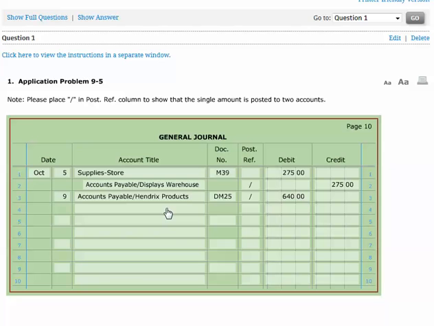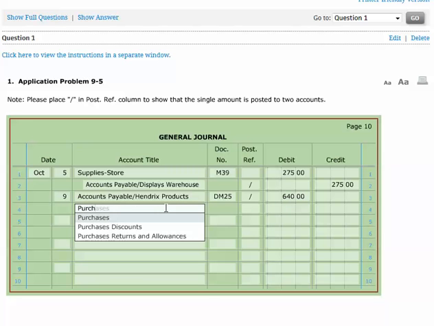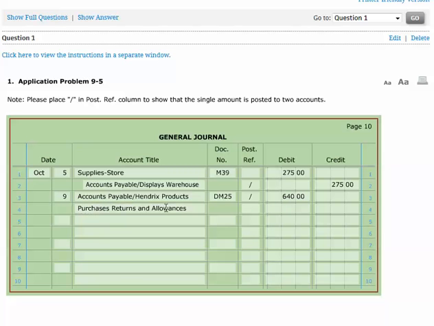Then my credit will be purchase returns and allowances. Purchase returns and allowances is a contra purchases account, which lowers the book value of our purchases. Why don't we just credit purchases? Because crediting purchases doesn't give us the story. We don't know how much was returned or how much was a discount, we just know that purchases is lower. The way we find out why is by using purchase returns and allowances. So we credit that at 640.